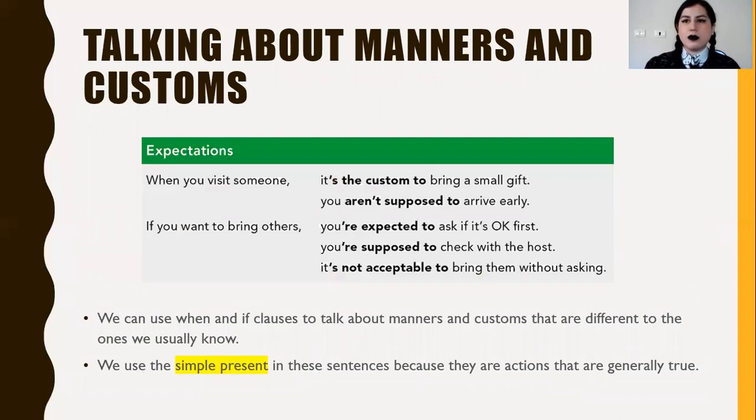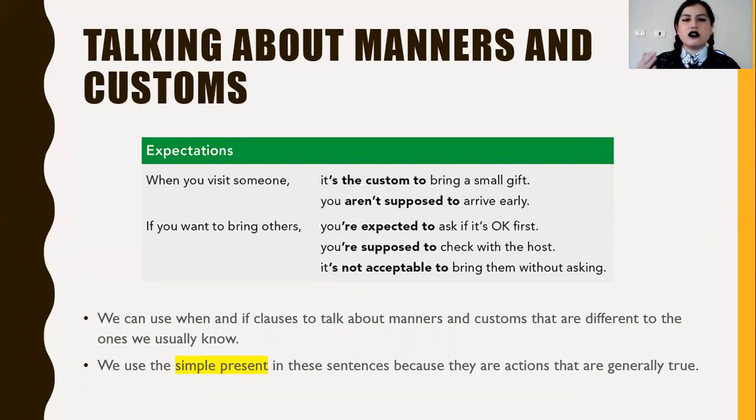And what about talking about manners and customs? When you visit another country, you have to act in some specific ways so as not to be rude or to be considered a little bit more polite, okay? So that you show that you have manners.